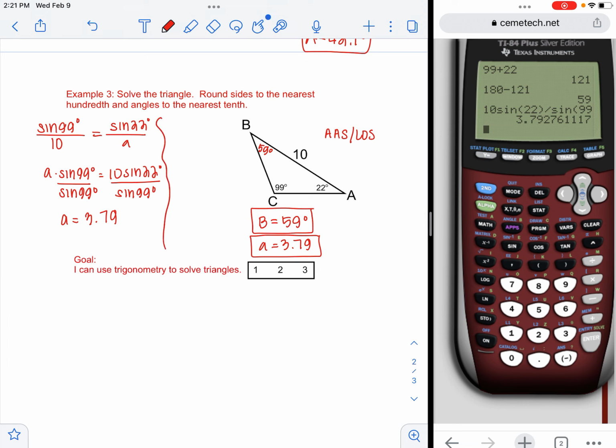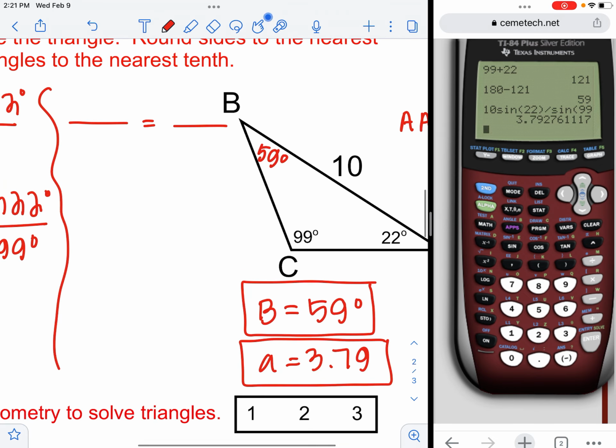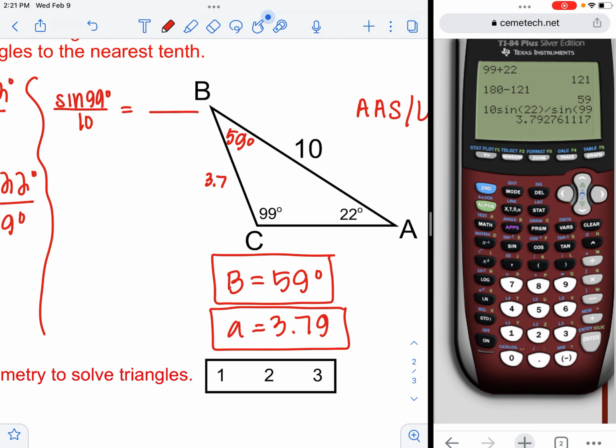All right, now I just need the B value. We only use the law of sines once. We got to use it again. So once again, my proportion. I have to zoom in on this one so I don't have to write so small. The ratio that I do know, which is the sine of 99 over 10. And then we already found A. A was 3.79, yeah. And we just need B. So here's B right here, sine of 59 over B. Cross multiply and solve for B.